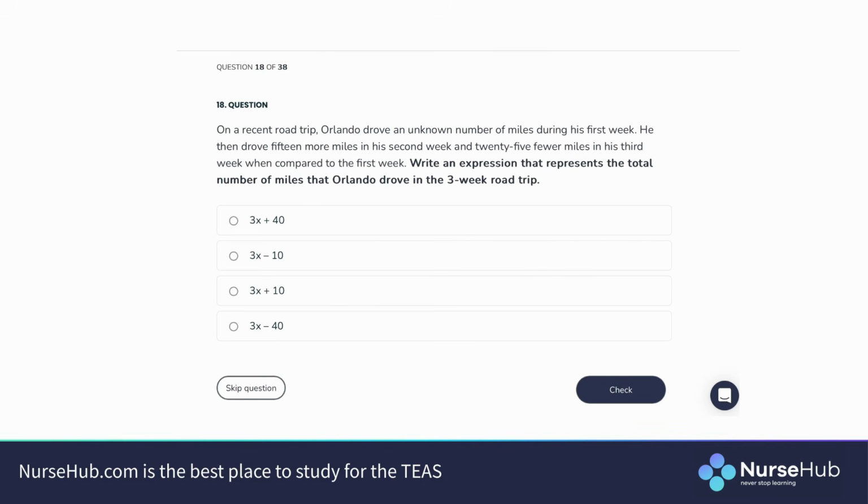Question 18. On a recent road trip, Orlando drove an unknown number of miles during his first week. He then drove 15 more miles in his second week and 25 fewer miles in his third week when compared to the first week. Write an expression that represents the total number of miles that Orlando drove in the 3-week road trip.